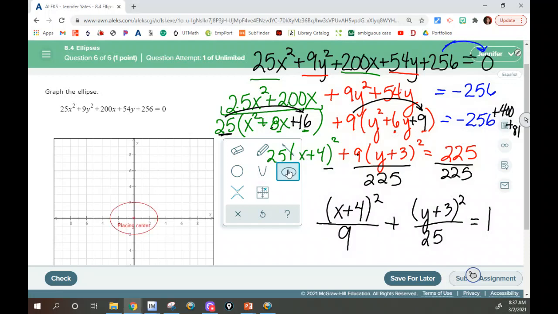Grab my ellipse. Where is the center? Back to where we started today. Where's the center? Yep, opposite. Negative 4, negative 3. So 1, 2, 3, 4, 1, 2, 3. Distance on the x. Square root of 9 is 1, 2, 3. Distance on the y. Square root of 25 is 1, 2, 3, 4, 5.